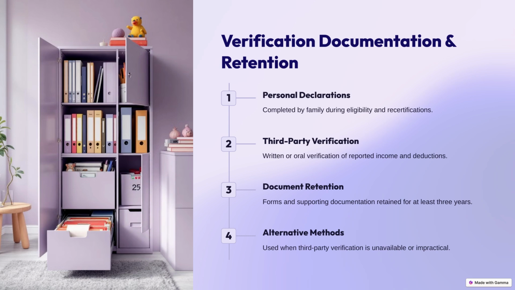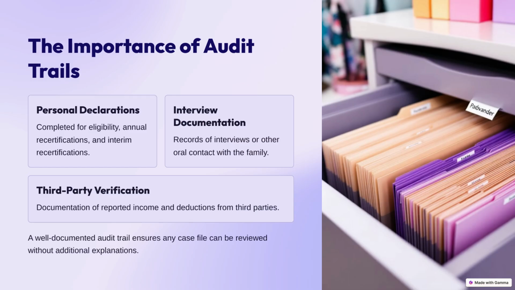Now, let's talk about audit trails. An audit trail is basically a record of everything that's been done in the verification process. It's like a history of the case that any auditor or supervisor can look at and understand without needing extra explanations. Here's what needs to be included in that trail. Personal declarations, like we discussed earlier, should be completed during eligibility, annual recertifications, and interim recertifications. Interview documentation. If you have interviews with the family, make sure to document those. Third-party verification. Keep all records of income and deductions from third-party sources as part of your audit trail.